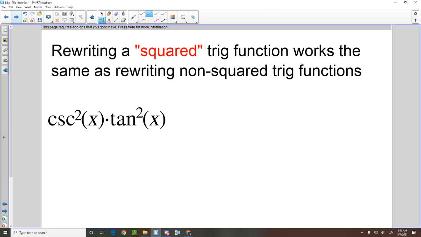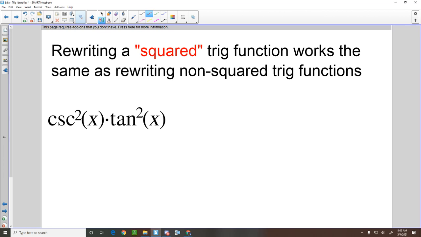Now, if you do have a squared function like this, see how these both have the exponent written in between the trig function and the x? That just means I've got like two cosecants being multiplied and two tangents being multiplied. The nice thing is all those rules, all those identities that we looked at before for like 1 over sine or cosine divided by sine, if the function is squared, they still work exactly the same.